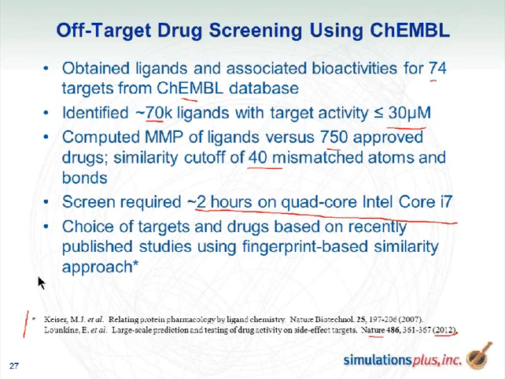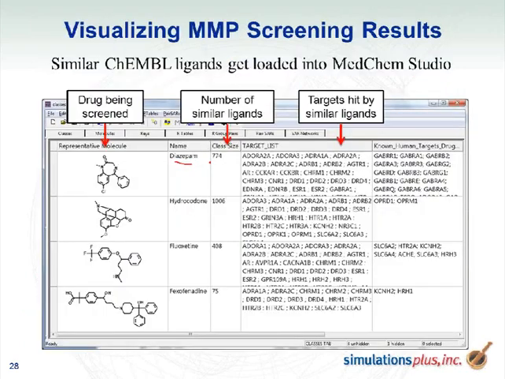So this is just an example of some of the results. We take diazepam as the query molecule. There were 774 hits in the 70K database, and this is simply a list of the targets. And so you go through these targets, and these are potential side effects that might be caused by diazepam.